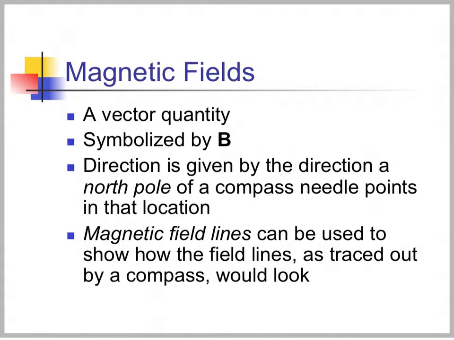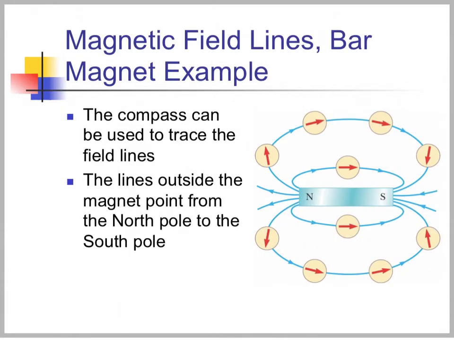So magnetic fields are going to be similar to electric fields. And we're going to symbolize a magnetic field by the variable B. Direction is given by the direction a north pole of a compass needle points at that location. And then we can use a compass to trace out magnetic field lines and to see what these magnetic field lines look like. If I were to take a compass around this magnet and move it around in different directions, the needle is going to point, and the field comes out of the north pole and goes into the south pole.